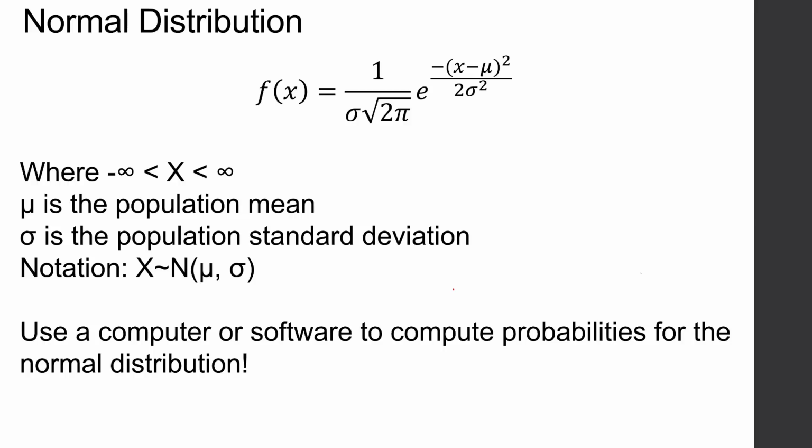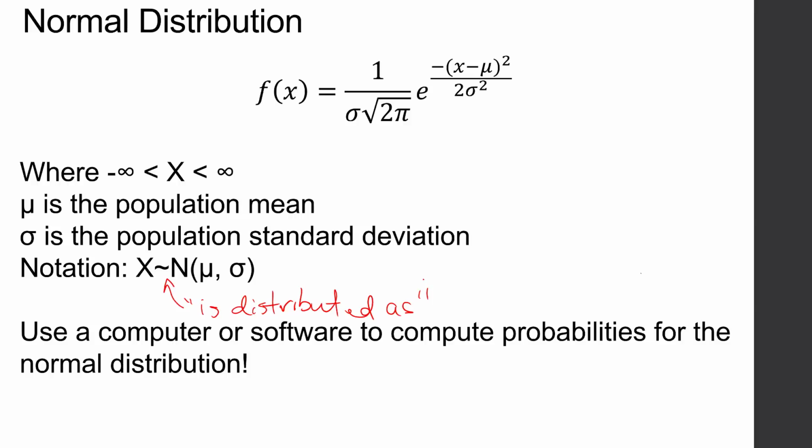Now the PDF is this kind of ugly looking guy up here. Remember, again, we're not going to worry about hand calculating anything, but we do want to know that this is from negative infinity to infinity. Mu is the population mean, sigma is the population standard deviation, and our notation is x tilde, that means is distributed as a normal, with the N there, with a mean mu and a standard deviation sigma. And again, we're going to use a computer or software to compute probabilities for the normal distribution.